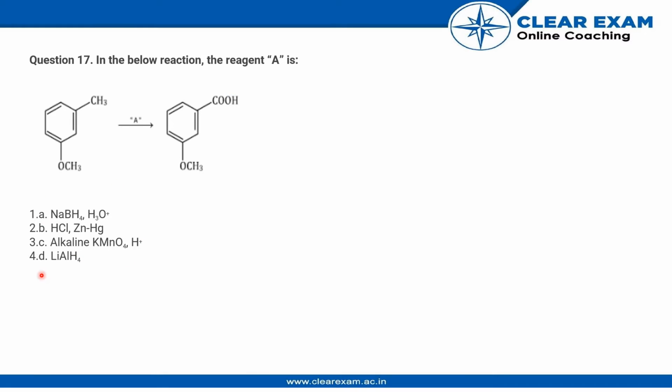So if you look at the options, you will be able to directly find the correct answer, because NaBH4 and H3O+ is a reducing agent. Similarly, HCl and ZnHg is what is used in the reduction process in the reaction. LiAlH4 is also a reducing agent. The only oxidizing agent in this case is alkaline KMnO4/H+.